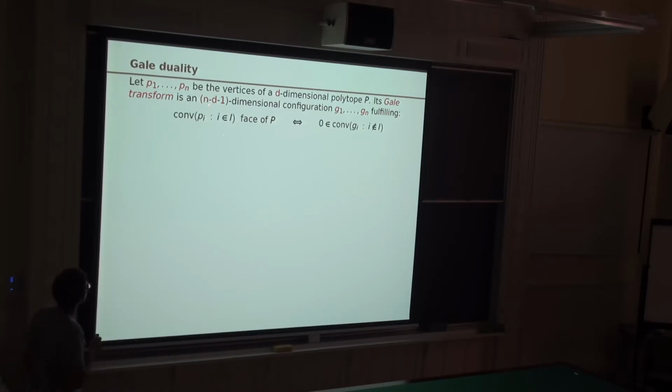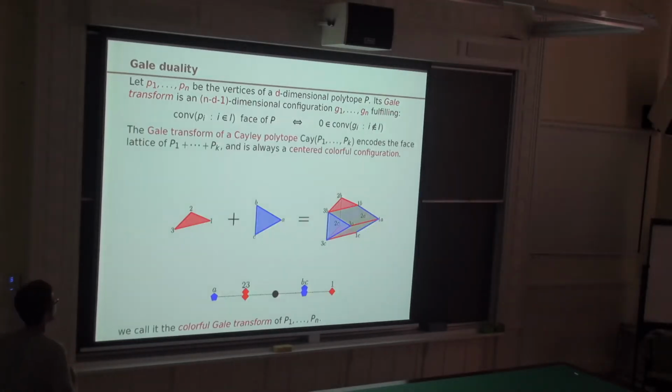The way to read it is, if you have a subset of vertices, that will form a face if and only if, here I should have a relative interior, if and only if the origin is in the relative interior of the convex hull of the complement of, so here I have those that are indexed by I, and here those that do not have a label in I. It's not really important, but that's what I use.